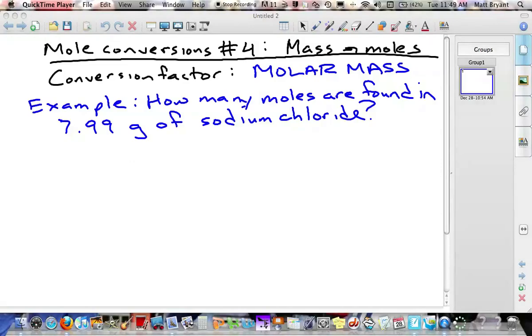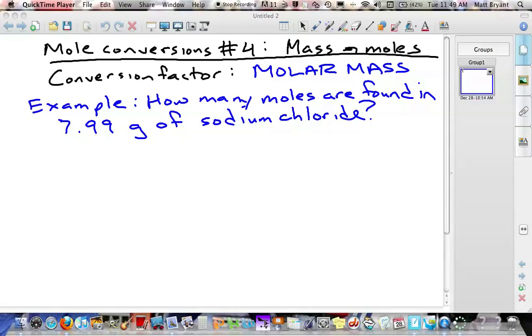Okay, so welcome back, and this is the fourth in our series of podcasts on mole conversions. And this one is the reverse of what we did the last time, and this time we are converting between mass and moles. Now, as before, the conversion factor is exactly the same. Anytime you have mass and moles together, you're going to use the molar mass to convert between them.